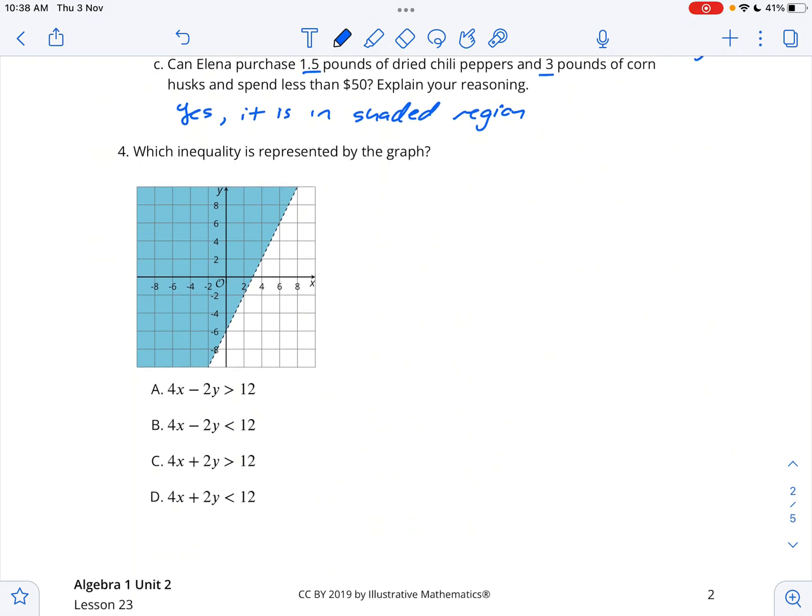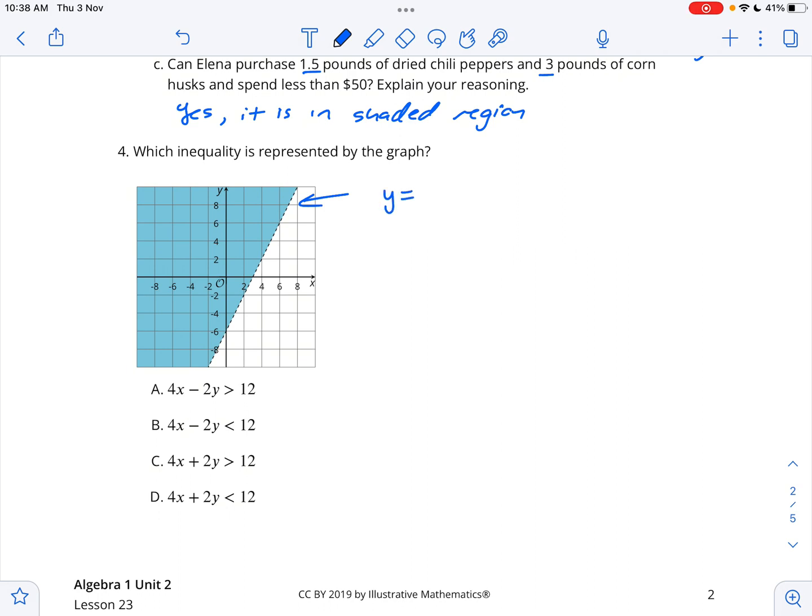Question 4, which inequality is represented by the graph shown? So on this one, let's see, what would be a good strategy here? There are different ways you can do this. What I'm going to do is find what the equation of that line is in slope-intercept form, okay?